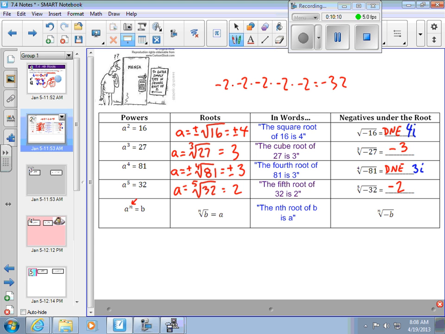What's our pattern? Did we discover any patterns with this? Yes, if you notice, with any odd roots, we only get a single solution. As in the third root of 27, there's only one answer of 3. The fifth root of 32, there's only one answer of 2. With even roots, you get 2 solutions, plus or minus.